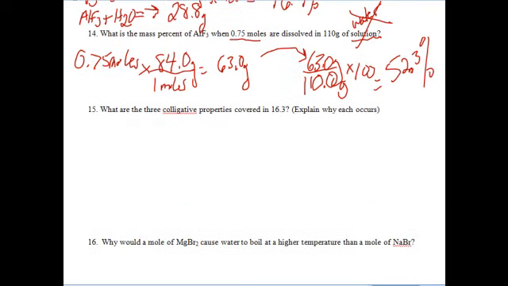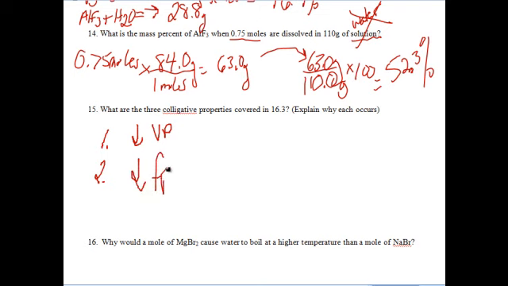All right. 15. What are the three colligative properties discussed? We said we can lower the vapor pressure. So the more particles you have in there, the more these particles are sticking together and less likely to escape. So vapor pressure goes down. The second thing we talked about was freezing point depression.